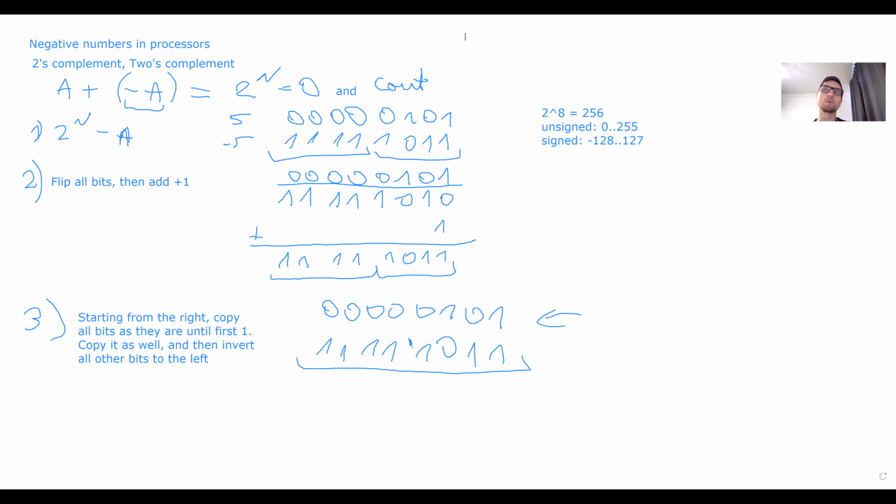Now, a question to you. Please write in the chat, everybody, which is the easiest method for a human to convert from positive to negative numbers? First, second, or third? Which is the easiest and fastest for a human to do?